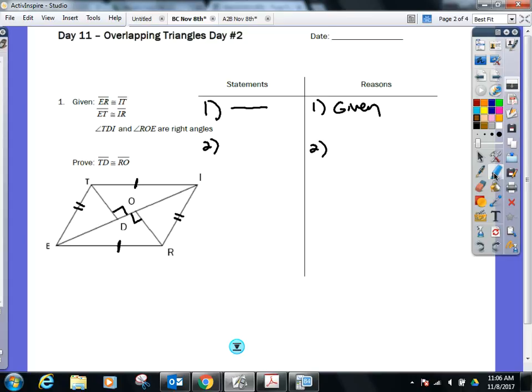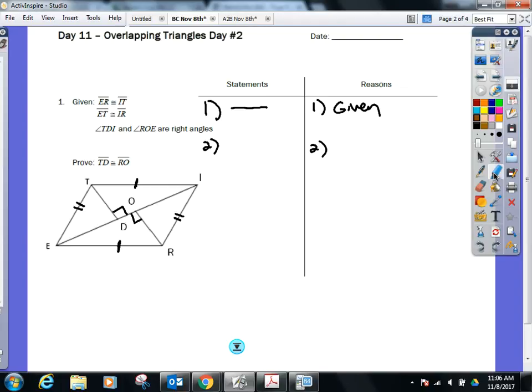Okay, everyone see the proof statement. Prove TD congruent to RO. Those segments aren't going to be congruent unless the triangles are. Okay, so now we have to make a class decision here, because I want us to all do this the same way. There are two different pairs of triangles that contain TD and RO. Can we, as a class, decide which two we're going to try to prove congruent?